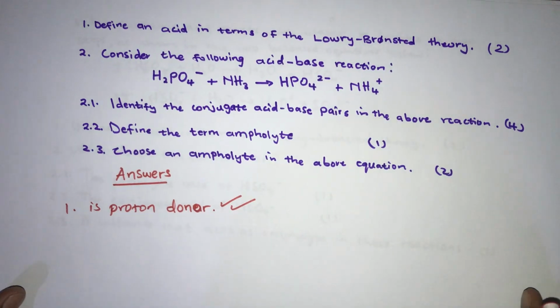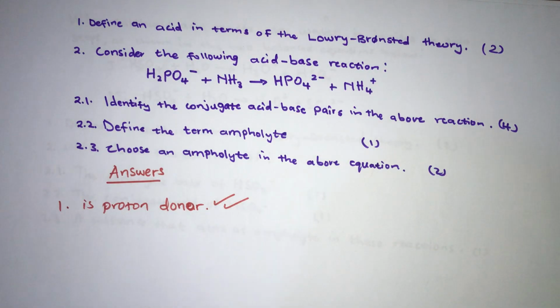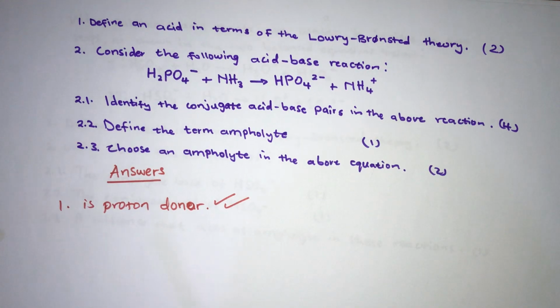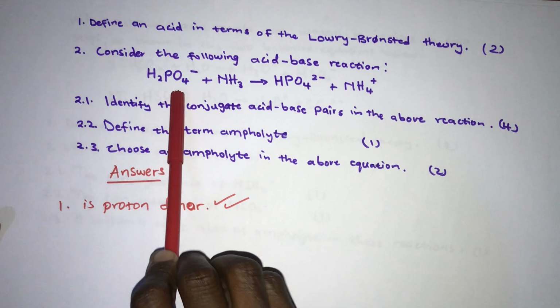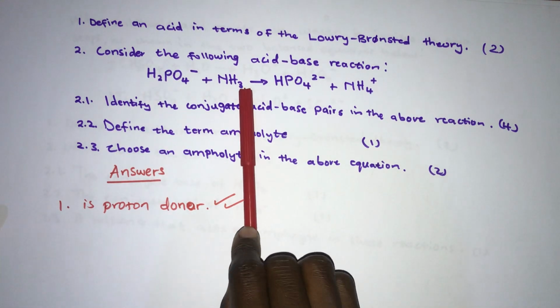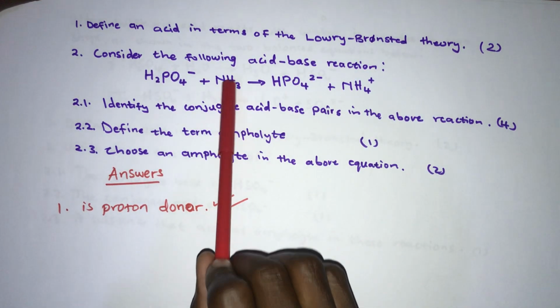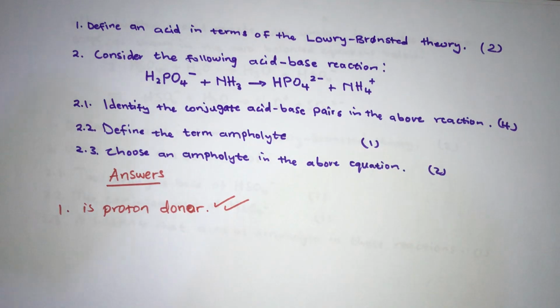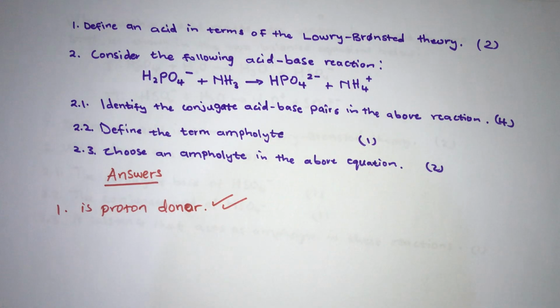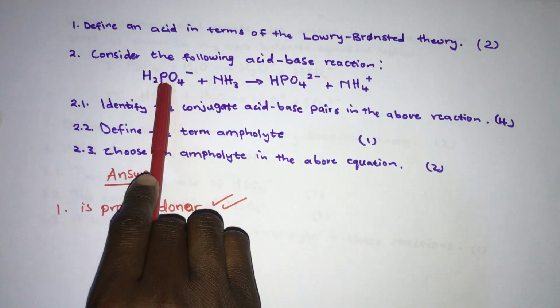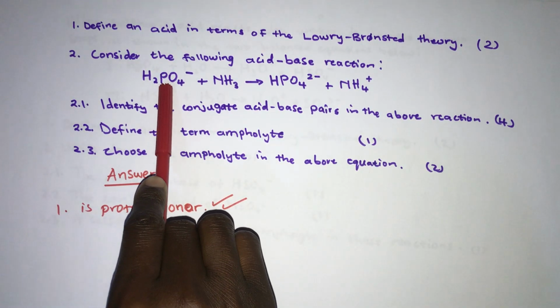Okay. So the first one, they said define an acid in terms of Lowry-Brønsted. So we did define. We said an acid is a proton donor. That's for 2 marks. And then number 2, consider the following acid-base reactions. So we have this one reacting with this one to give us this one plus this one. So let's check. Ammonia, it is a base. It will always be a base. And then this one, it is an acid.